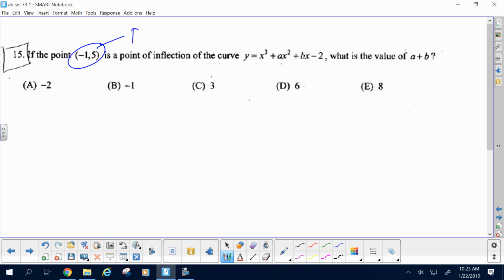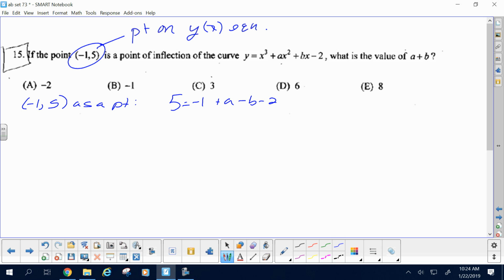This is a point on the original y-x equation. It's not on the derivative. Okay? Some people use the second derivative incorrectly, right? First of all, use negative 1, 5 as a point. And that implies that 5 equals negative 1 plus a minus b minus 2, or 2 equals a plus b. You see where I'm at? Okay. Using the point as a point means using it in the xy equation.